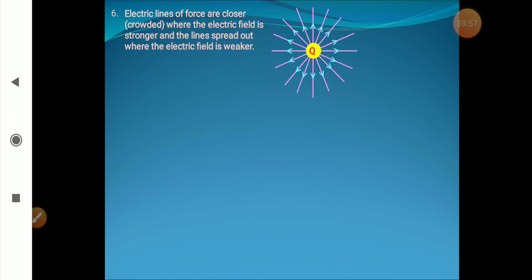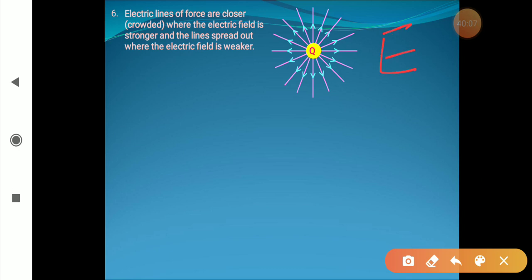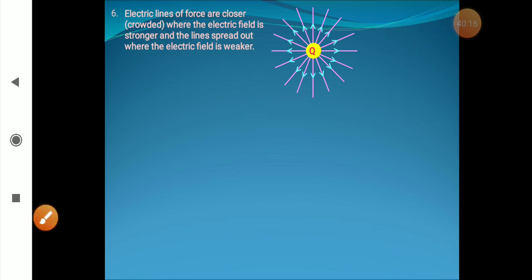Okay. For isolated charges, now see, if you have an isolated charge like this one, Q is plus Q, then electric field lines are directed radially outwards from it. Electric field lines are directed radially outwards from a positive charge. And you can see that.